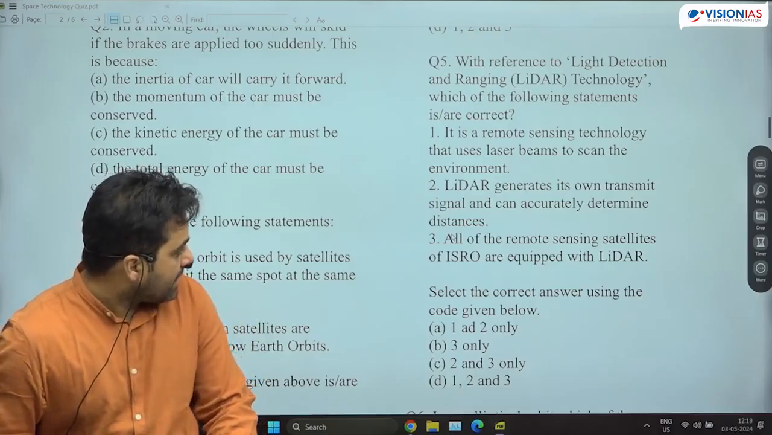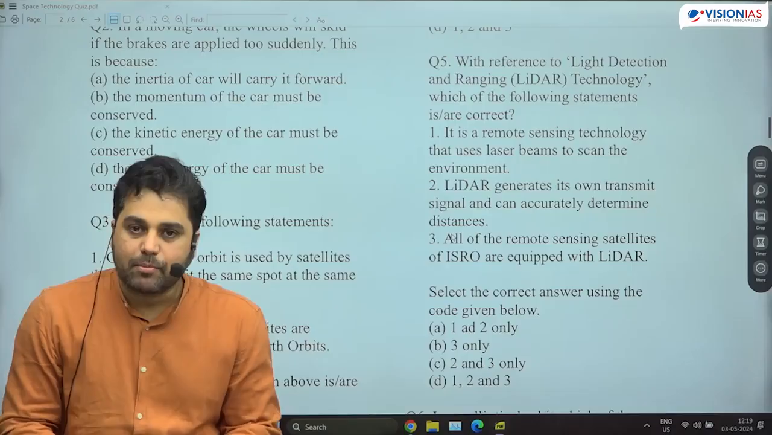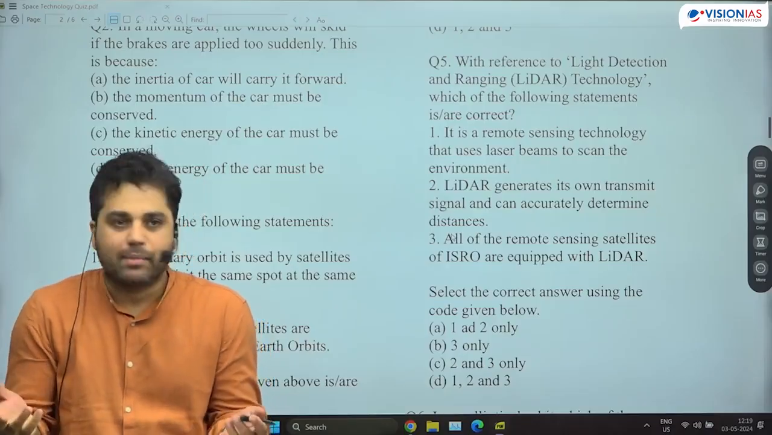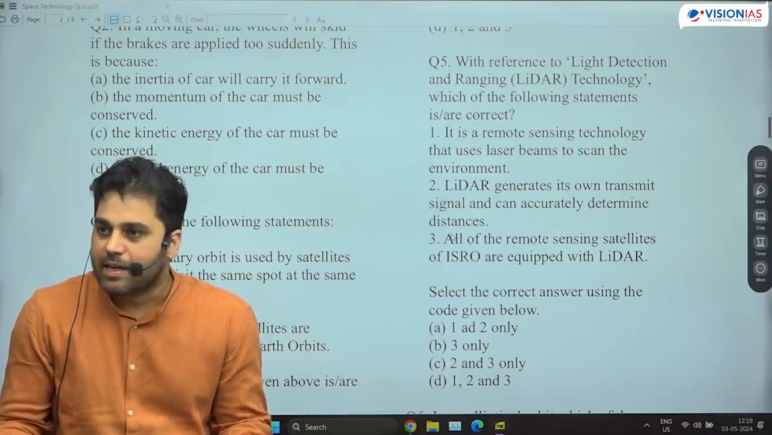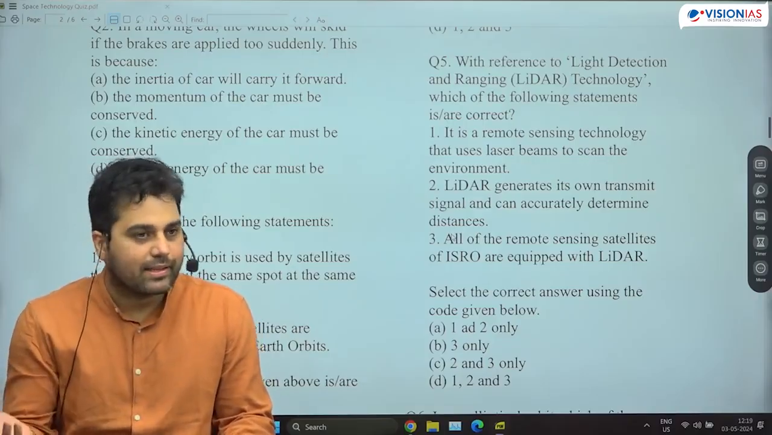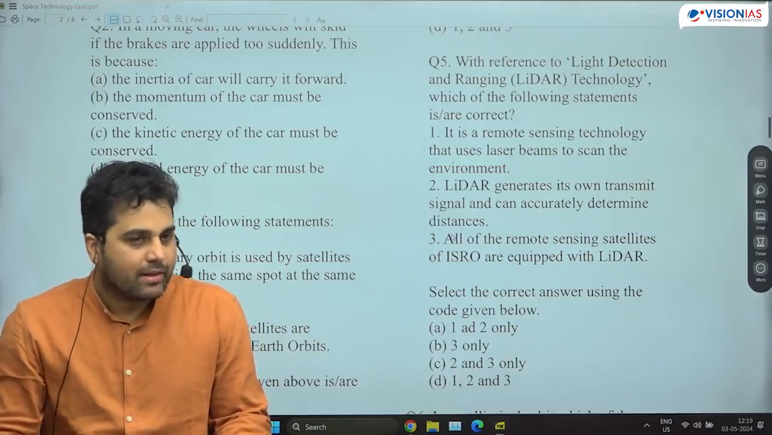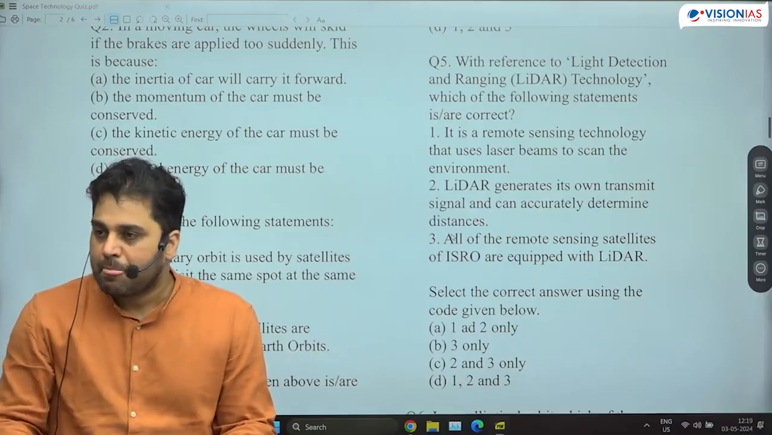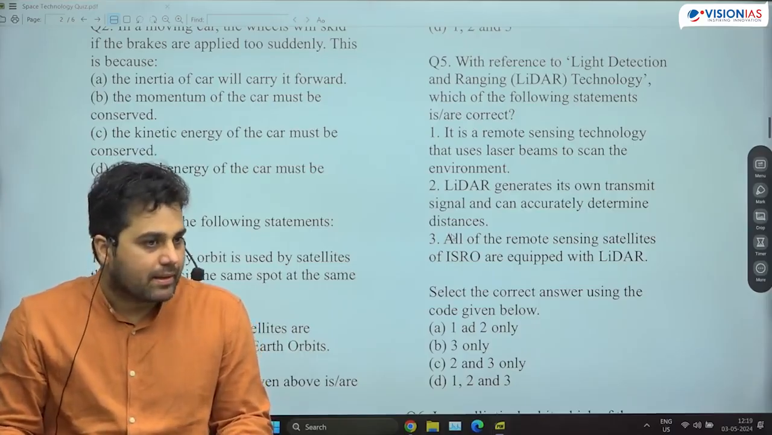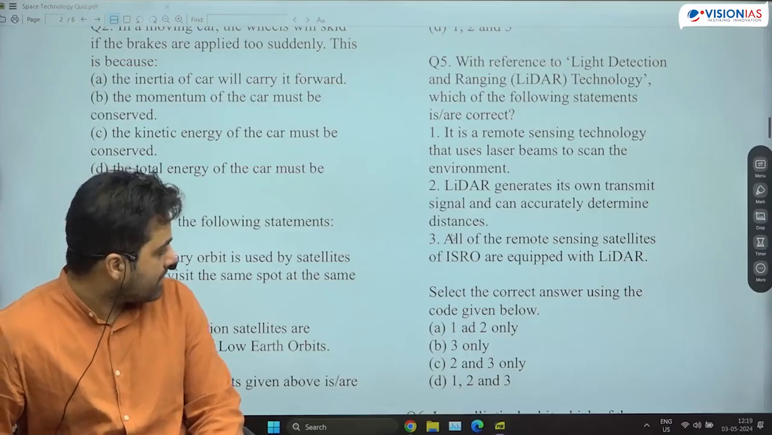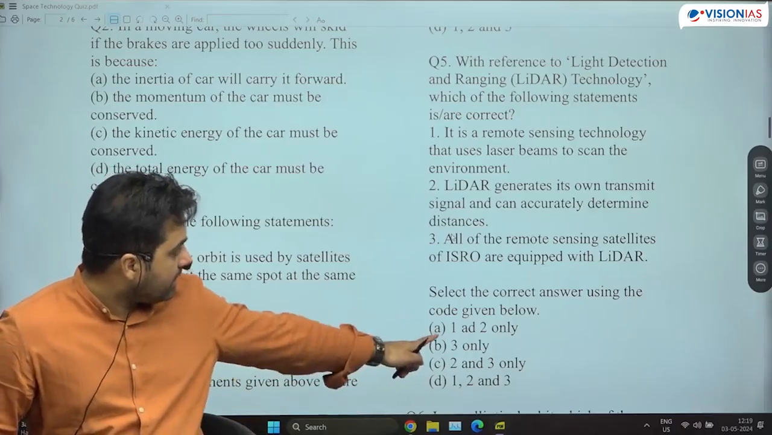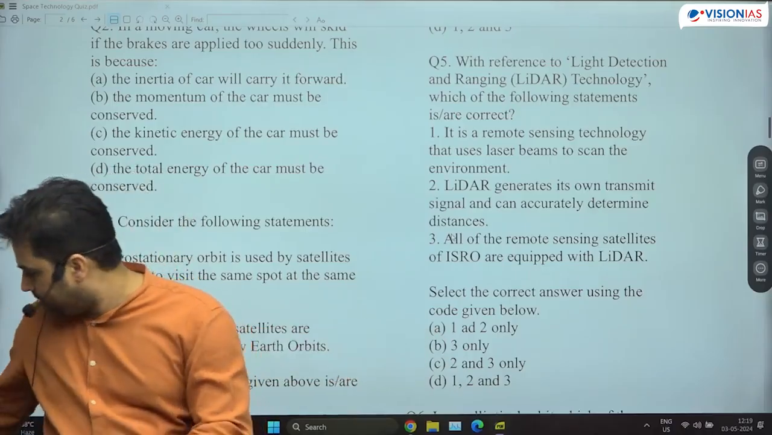All of the remote sensing satellites of ISRO are equipped with LiDAR. What about this? Why would that be? That is a very random statement, that all satellites are only using LiDAR. In fact, hardly there are 1 or 2 satellites which use LiDAR. ISRO relies a lot upon radar imaging, synthetic aperture radar, rather than LiDAR. So first and second, sorry, should be and here. A is the correct answer.